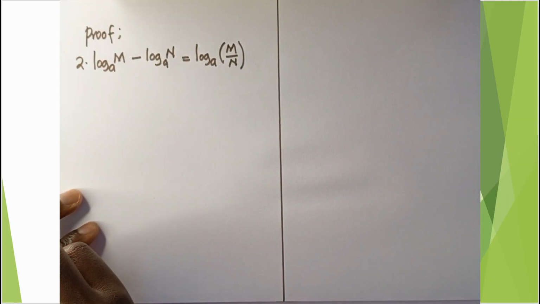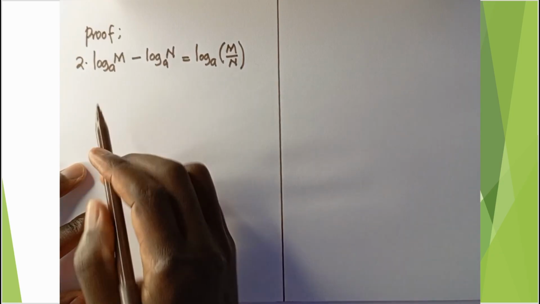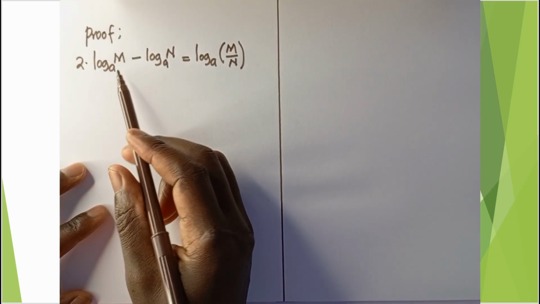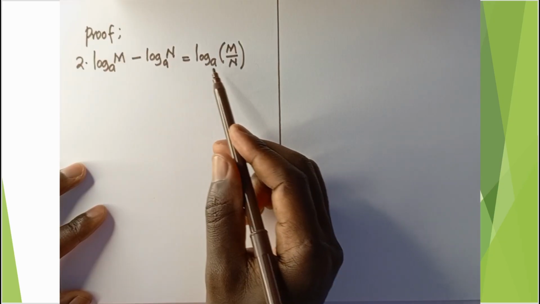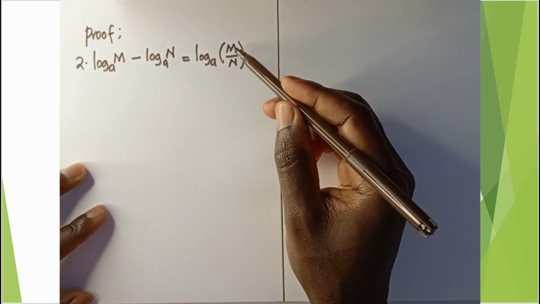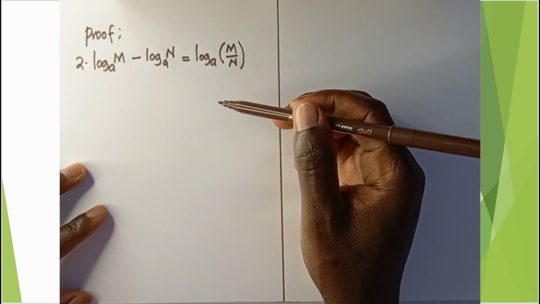To prove our second law, the law says that if you have log base a of m minus log base a of n, it is equal to log base a of m over n. So we divide the arguments.